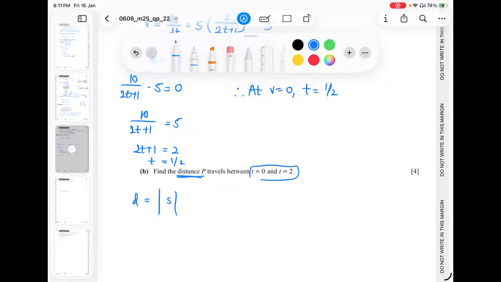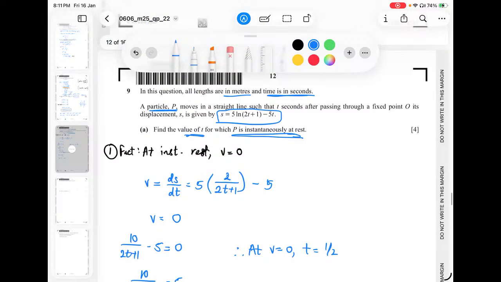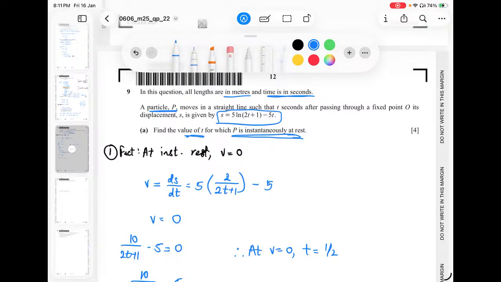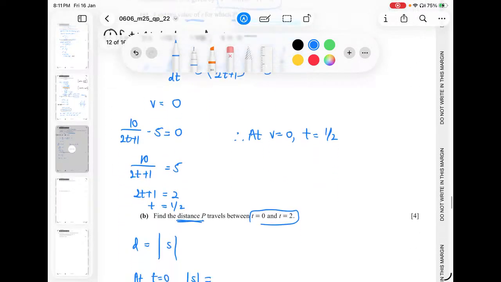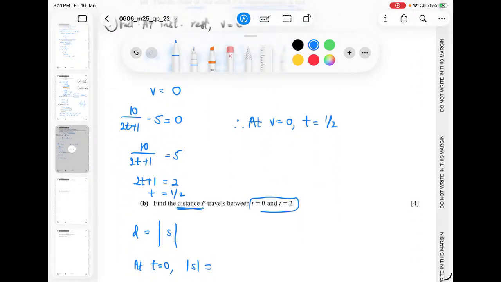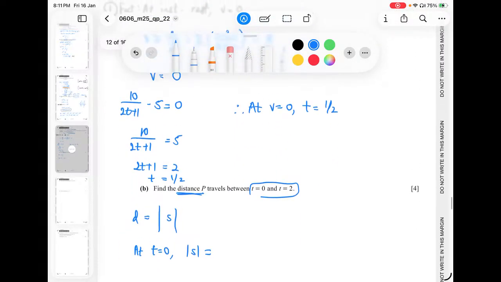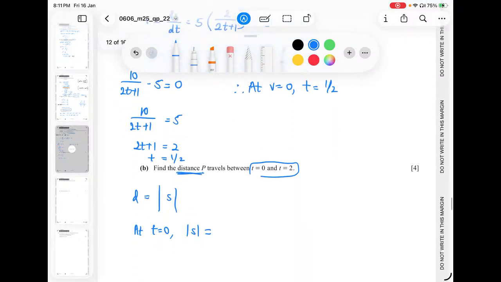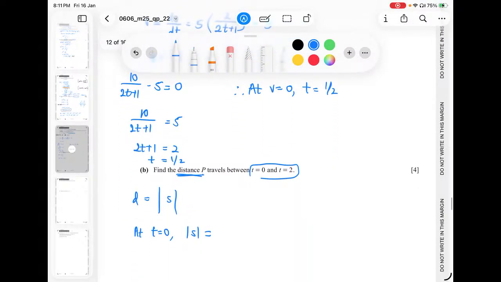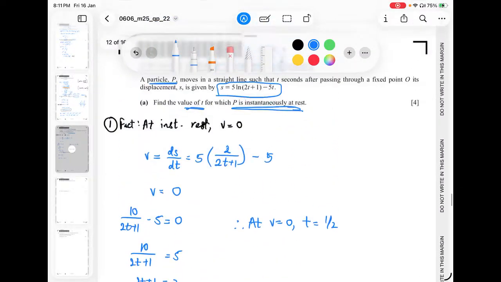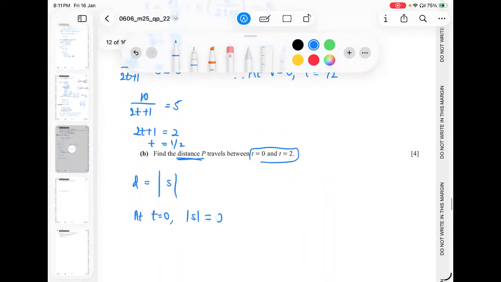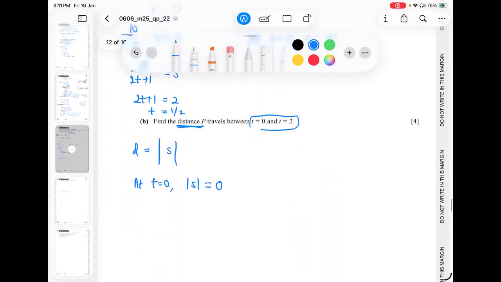So at t equals 0, the absolute value of s, you just put it into the equation and you get 0, because at first it starts from 0. So the initial position is at 0.